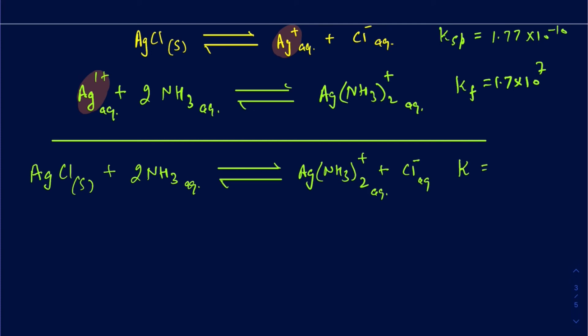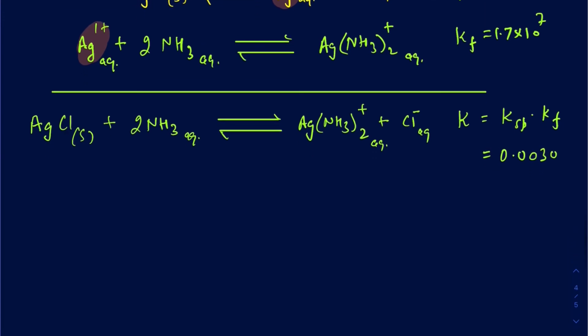What happens to the equilibrium constants of those two reactions when you add up the reactions? Well, they get multiplied. You're going to have the Ksp times the Kf. So whatever you get here, that's going to be your 1.77 times 10 to the power negative 10, and then times 1.7 times 10 to the power 7. So this is going to be actually 0.0030 at the end of the day.